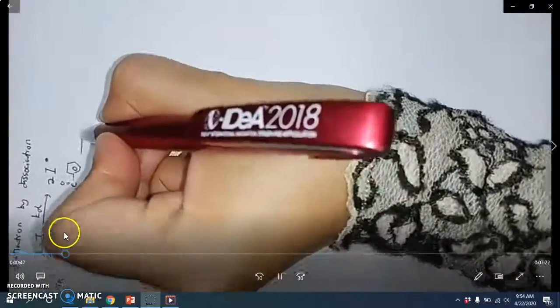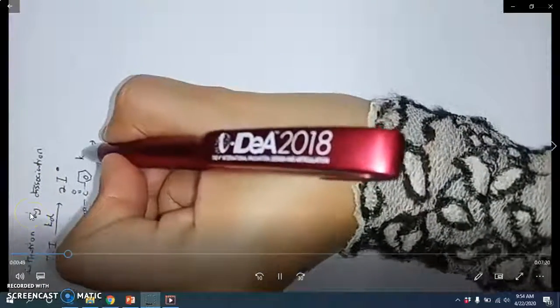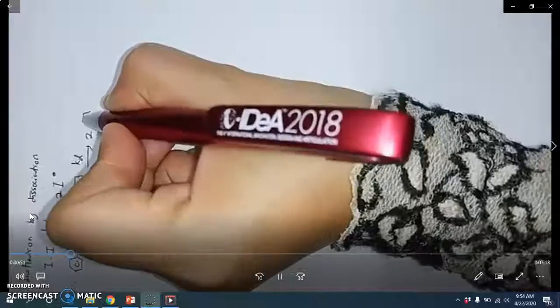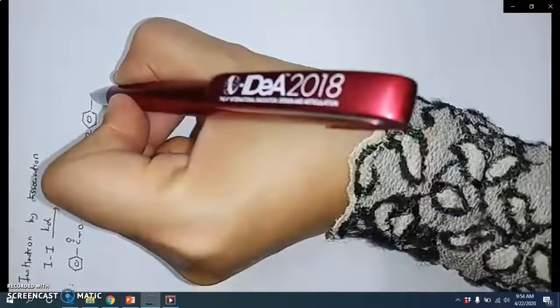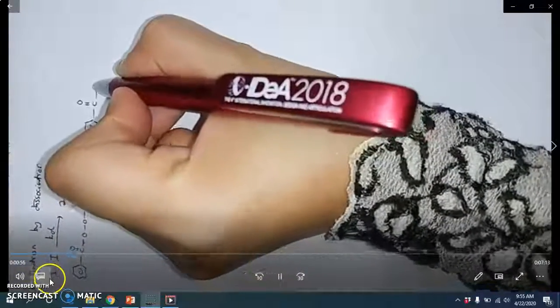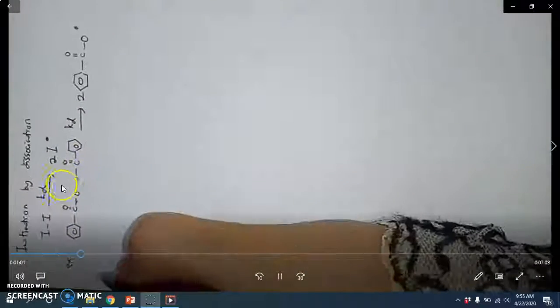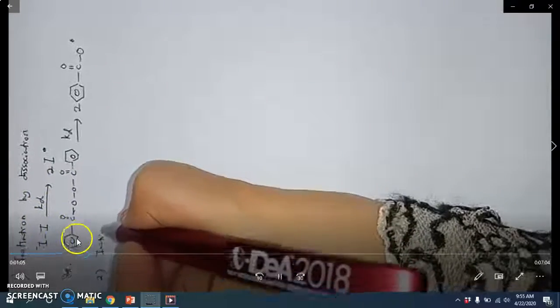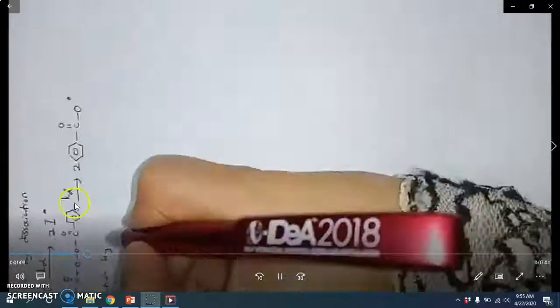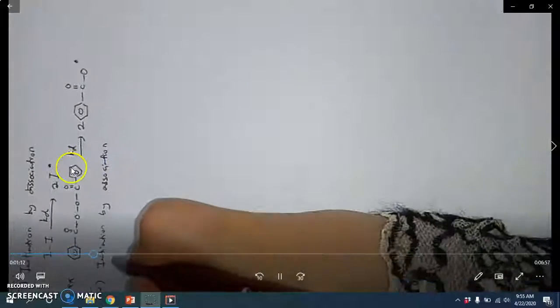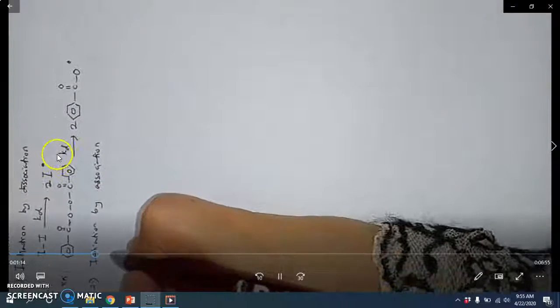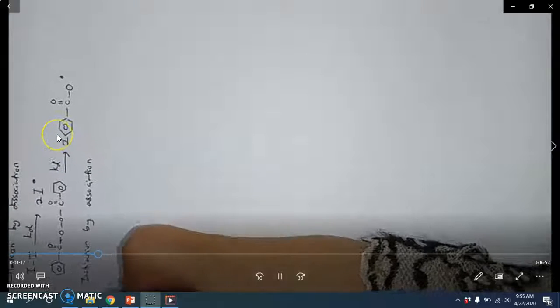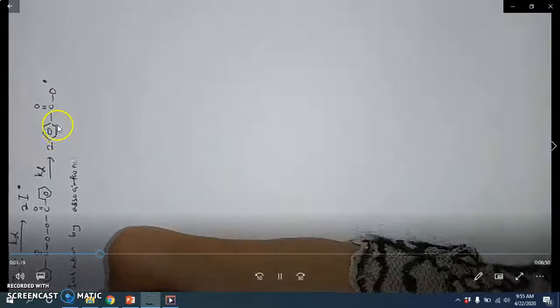Okay, we start with the initiation by dissociation. All chain polymerization must start with dissociation first. So the general equation is I, arrow here, to produce 2I. For example, we use this structure, which is the BPO structure. You must draw the BPO structure first with the kd. kd is the rate constant of dissociation to form two radical species.